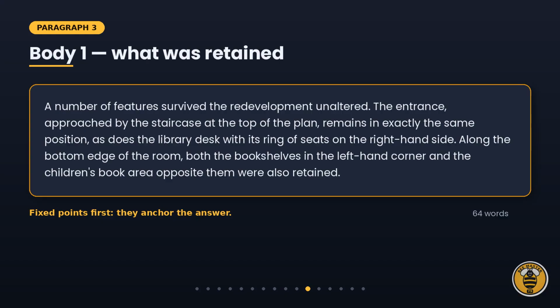Paragraph 3 deals with continuity. A number of features survived the redevelopment unaltered. The entrance, approached by the staircase at the top of the plan, remains in exactly the same position as does the library desk with its ring of seats on the right-hand side. Along the bottom edge of the room, both the bookshelves in the left-hand corner and the children's book area opposite them were also retained.